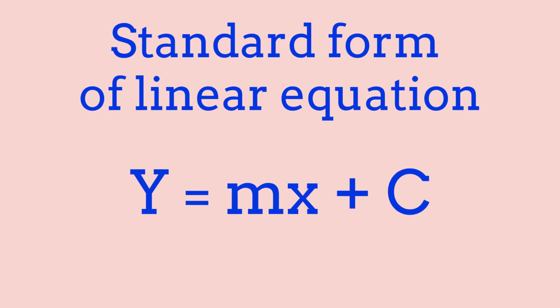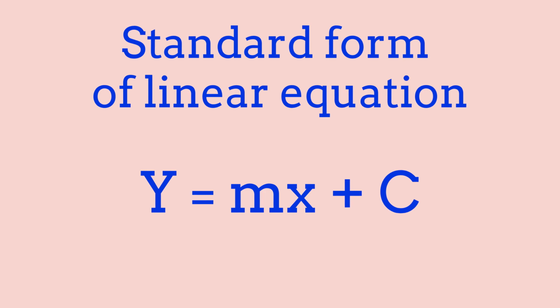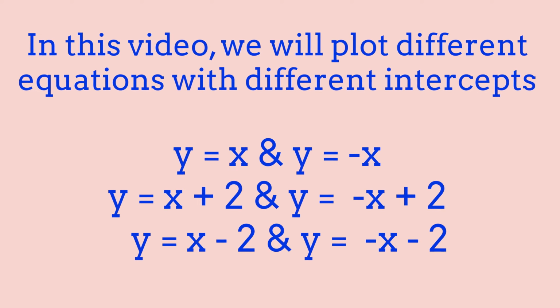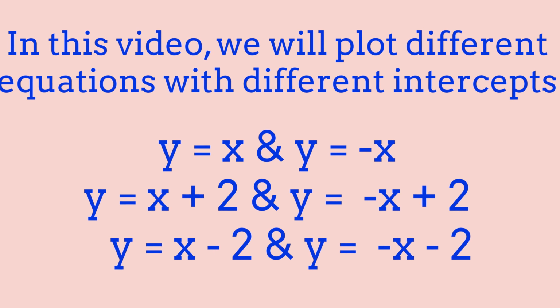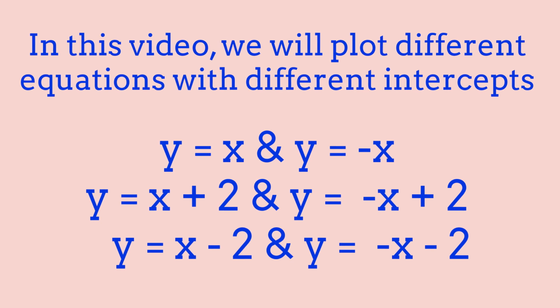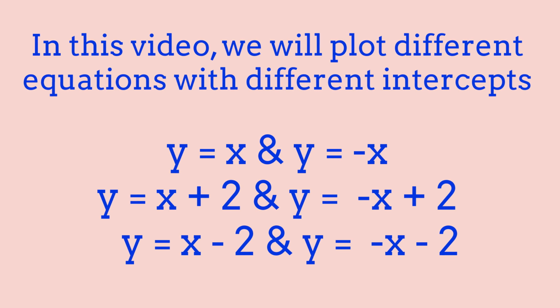Last time we put a value for c which was 0, so our actual equation was y equals mx. In this video, we'll consider a value for c and then visualize the plot in Python. We will also consider the following equations: y equals x, y equals negative x, y equals x plus 2, y equals negative x plus 2, y equals x minus 2, and finally y equals negative x minus 2.